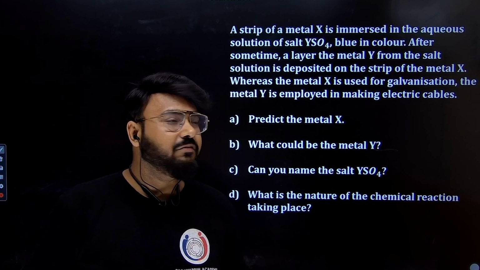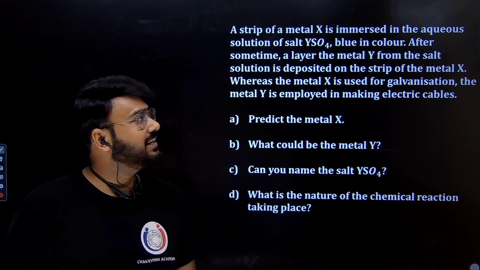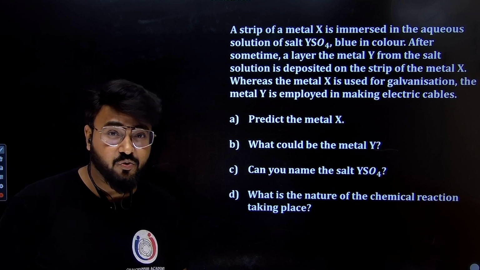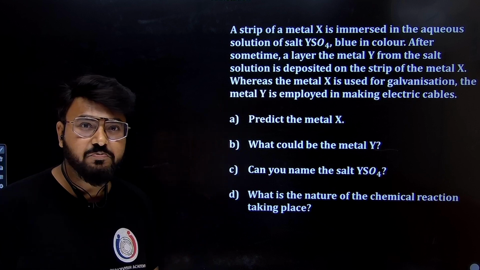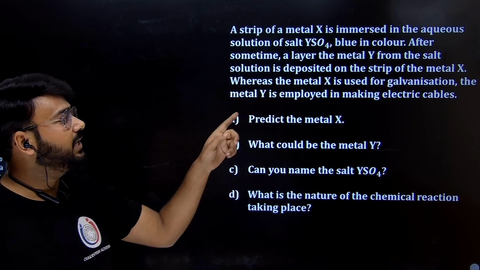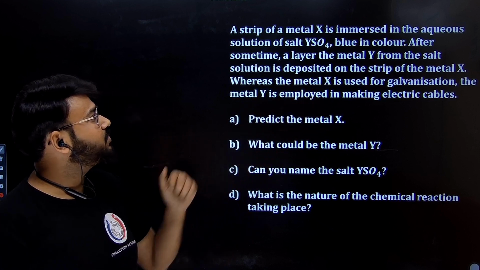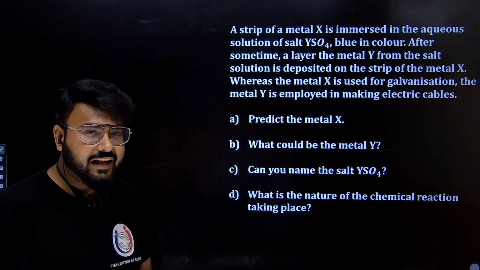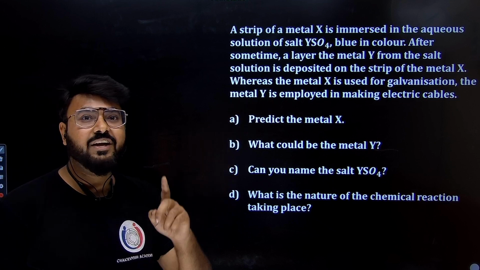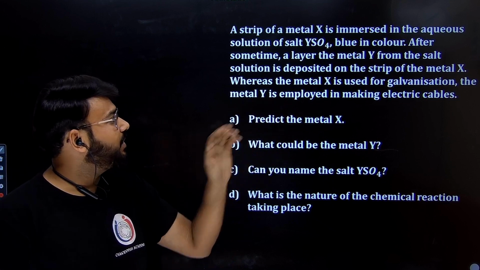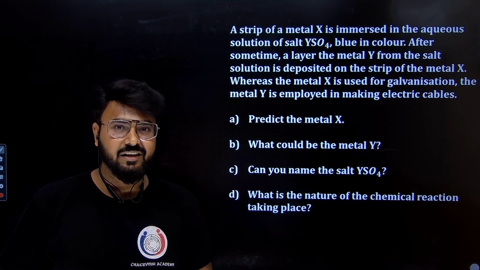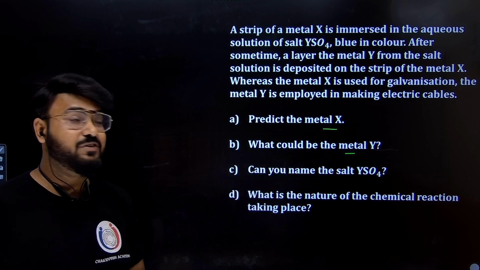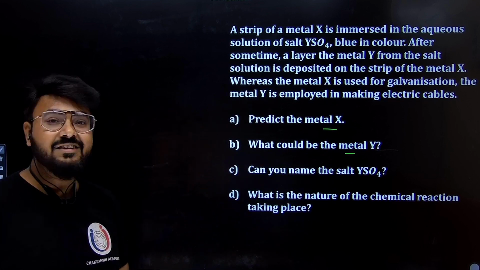So in the next question, we can see it says a strip of metal X is immersed in aqueous solution of salt YSO4 and the color is blue. Now, after some time, a layer of metal Y from the salt solution is deposited on the strip of the metal X. And it says, whereas the metal X is used for galvanization and metal Y is employed as making electrical cables. So now they are asking, identify X, identify Y, identify the salt which is blue in color because the hint is given in the question.